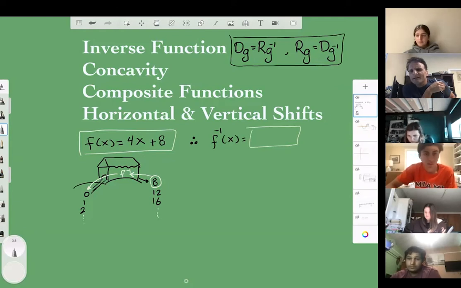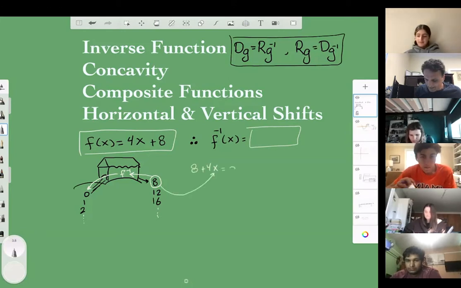Is it 8 plus 4x? So let's try. 8 plus 4x. That means when I put 8 here, I'm supposed to get 0. Do I get 0? Because when 8 goes inside, 0 should pop up. And when 12 goes inside, I should get 1. I don't think your equation works.